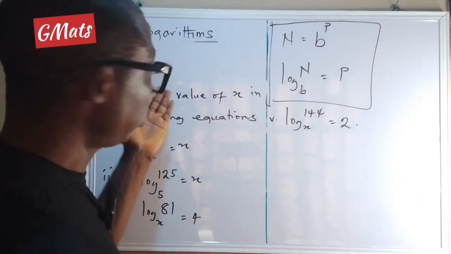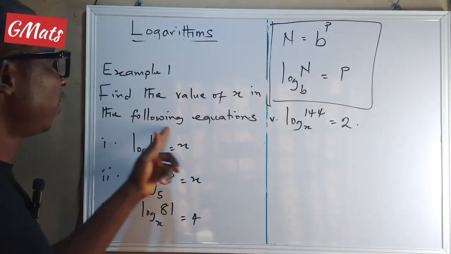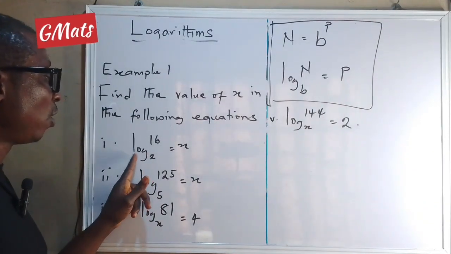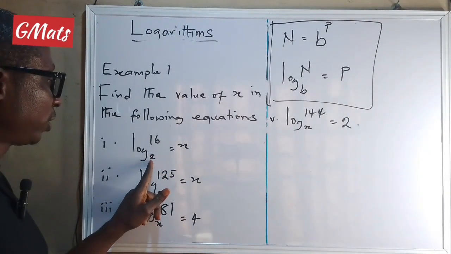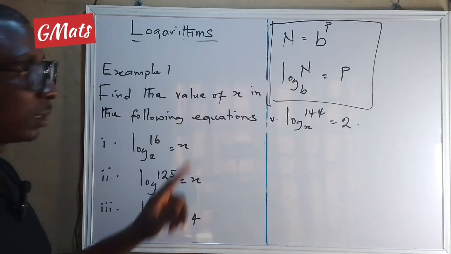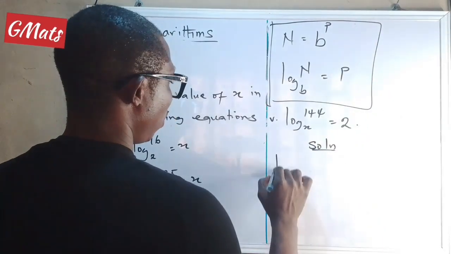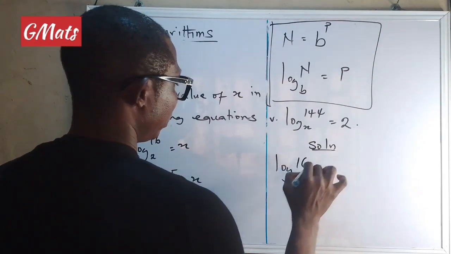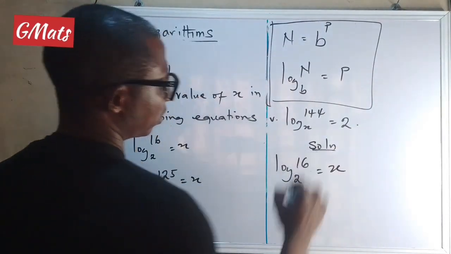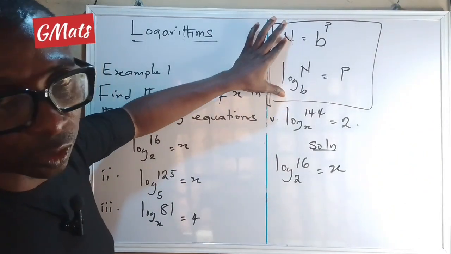Alright, now let's look at this example. Find the values of x in the following equations. So the first one we have is log 16 base 2 equals x. So we want to get x. Now look at it, the first one, we have log 16 base 2 equals x. So how do you do this? Now I want us to look at this relationship.